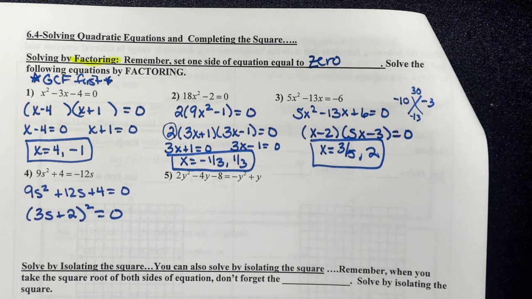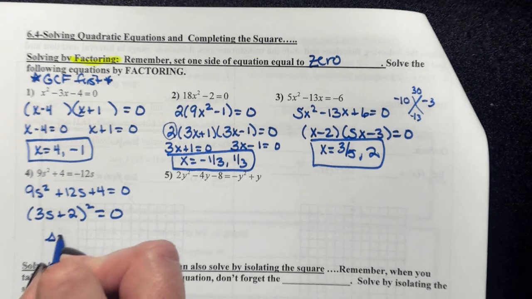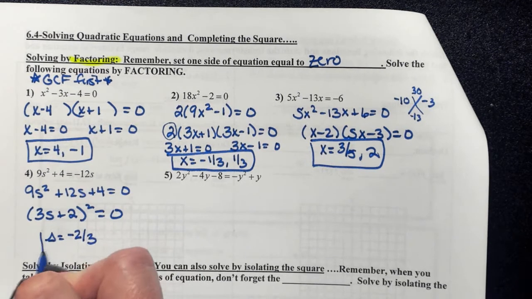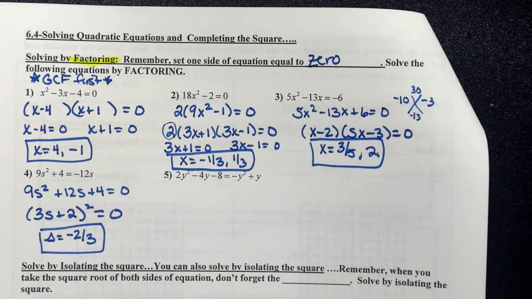Put this into 3s plus 2 times 3s plus 2, or you can write it as 3s plus 2 to the second power. Any questions on number 4? So what are your solutions then going to be? S is going to be equal to what? Negative 2/3. Okay? So any questions on number 4?